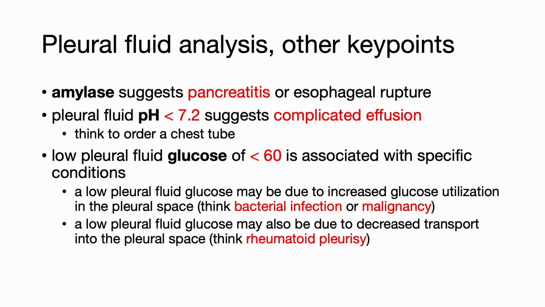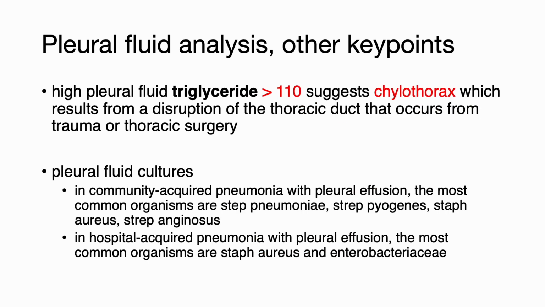A low pleural fluid glucose of less than 60 is associated with specific conditions. For instance, a low pleural fluid glucose may be due to increased glucose utilization in the pleural space, and you think of bacterial infection or malignancy, or a low pleural fluid glucose may also be due to a decreased transport into the pleural space. Think rheumatoid pleurisy. A high pleural fluid triglyceride of more than 110 suggests chylothorax, which results from a disruption of the thoracic duct that occurs from trauma or thoracic surgery.